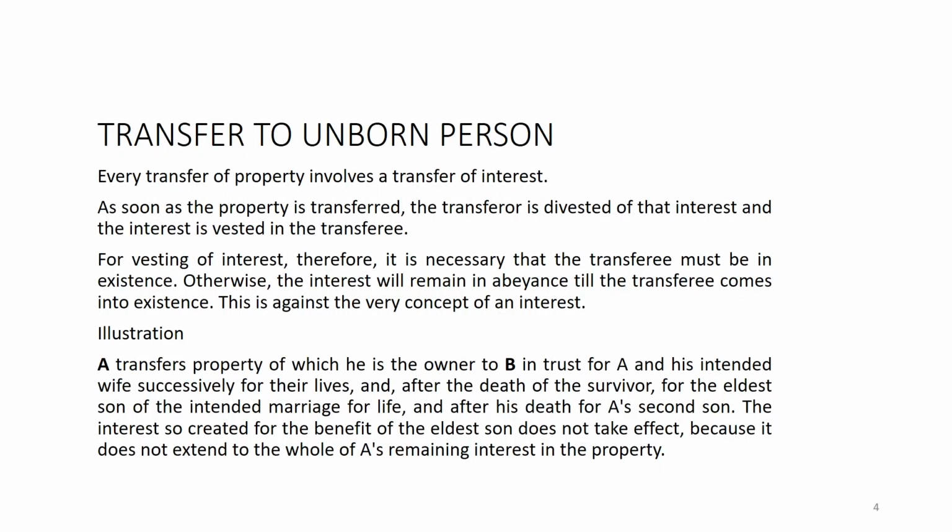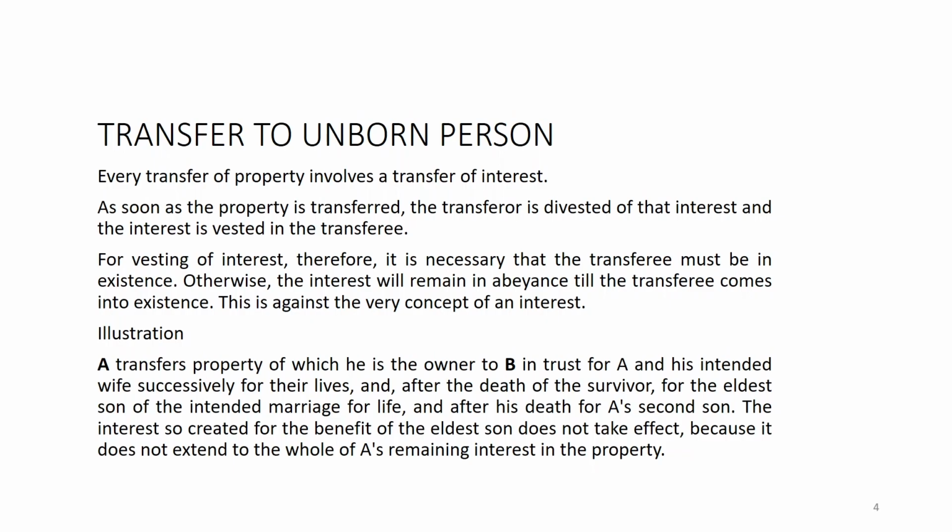Now, transfer to unborn person. Every transfer of property involves a transfer of interest. As soon as there is a transfer of interest, the transferor is divested of that interest, and it is vested in the hands of the transferee. For the vesting of interest, it is necessary that the transferee must be in existence. If the transferee is not in existence, then it will not vest. Vesting of the right will happen only if he is in existence. Okay. So, vesting is not possible without existence.